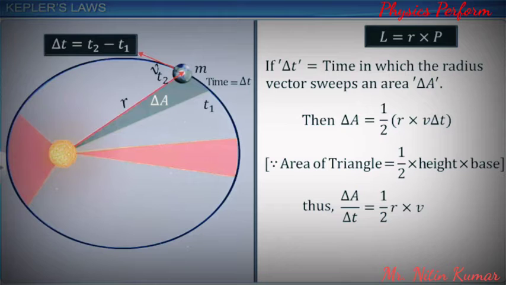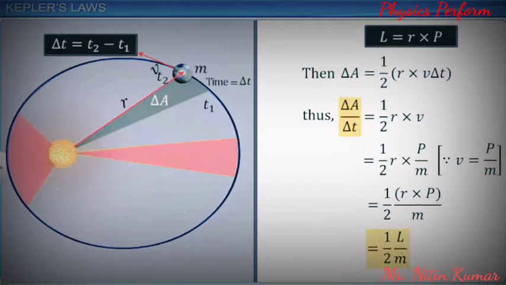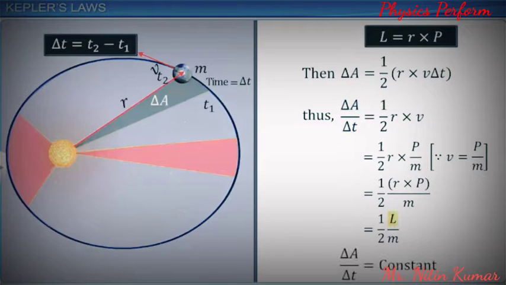As L is constant, delta A by delta t is also constant. Hence, for a given time interval delta t, delta A remains constant, thus proving Kepler's second law.